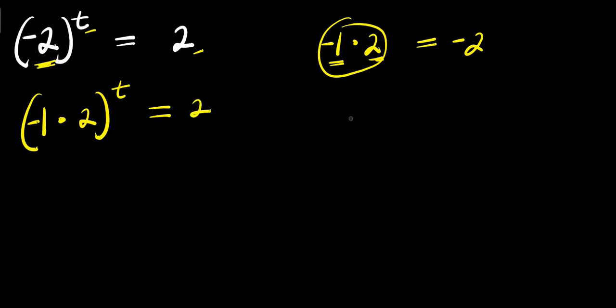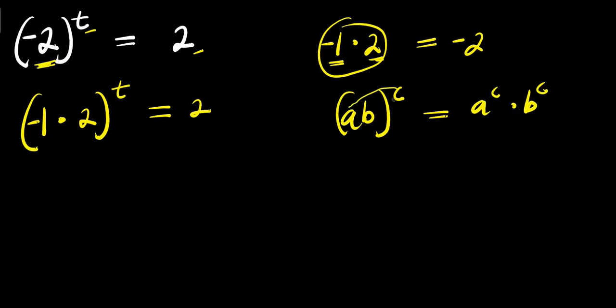Now, if you have a times b raised to the power of c, this equals a to the power c times b to the power c. So you can as well distribute this exponent to each of the terms inside this bracket. That means we can distribute this t to each of the terms inside this bracket. Then we are going to have negative 1 to the power of t times 2 to the power of t, and this equals 2.